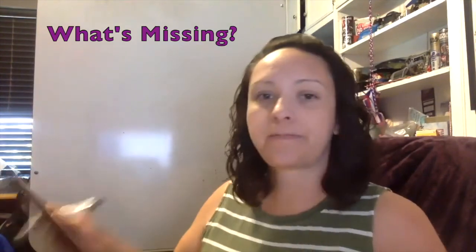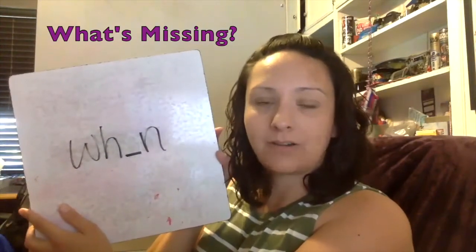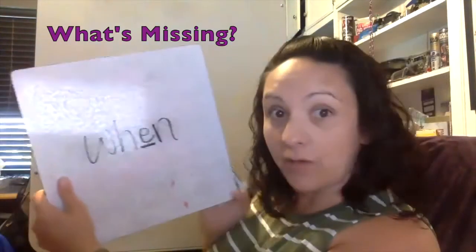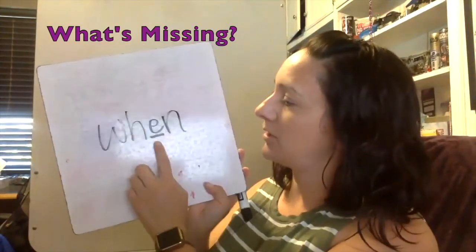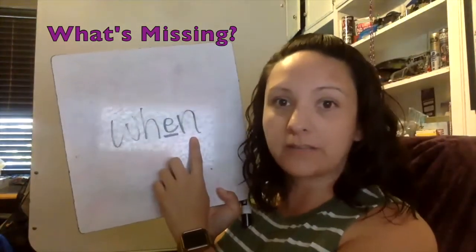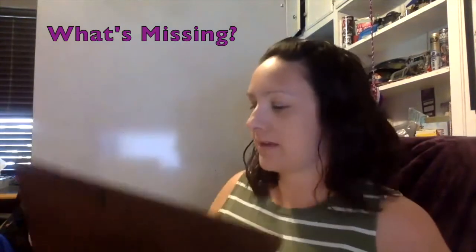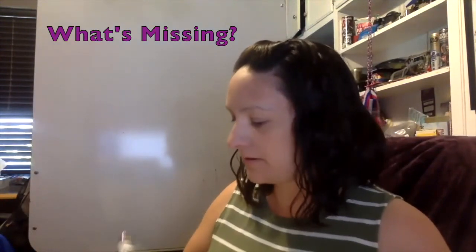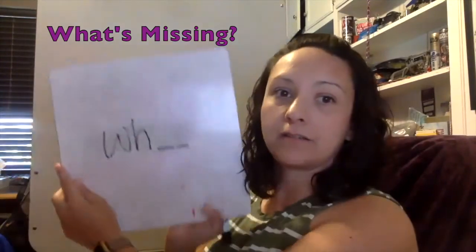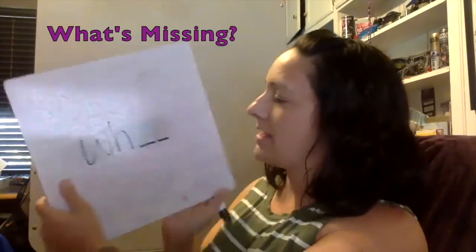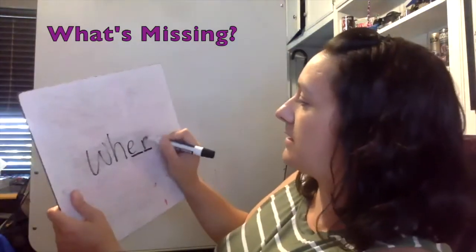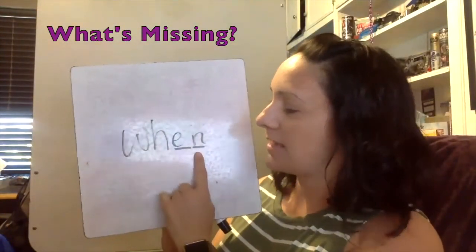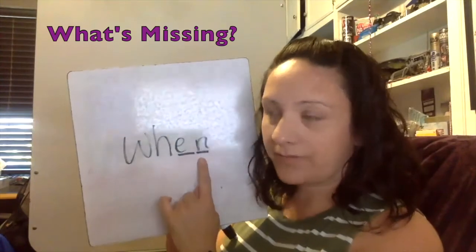So you erase a letter, and you go, okay, what's missing? Hopefully they say E. You're like, you're right, it's E. Okay, let's spell when. W-H-E-N. That spells when. And then you go back again. This time you erase 2 letters. And you say, okay, what's missing? The E and the N. That's right. So you write it in. Okay, let's spell when. W-H-E-N. That spells when.